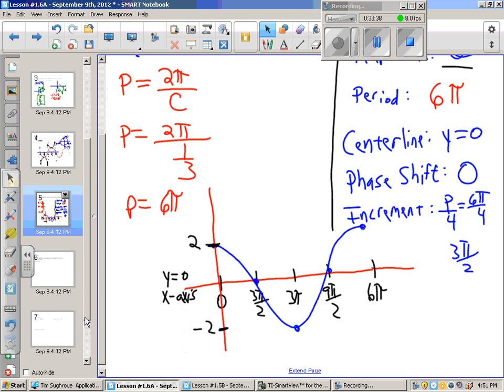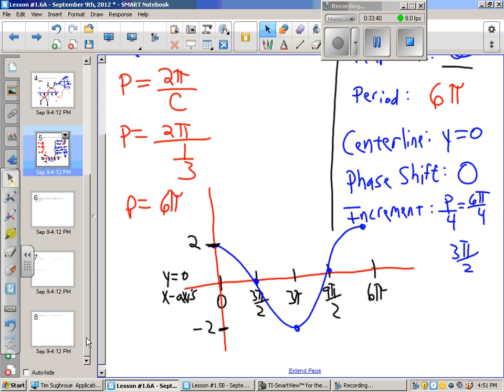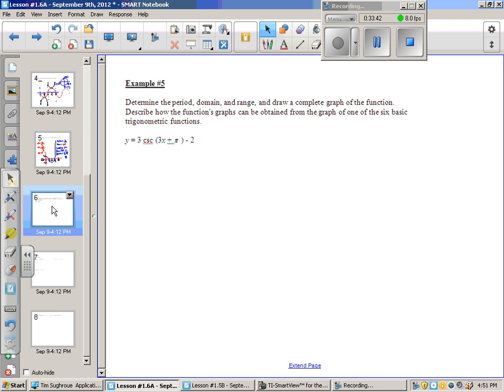On the next example, we've got 2 slides left. What I tried to give you is a graph that has just about everything you could expect. It's a cosecant, number 1. So it's an inverse trig function, which makes it a little bit harder because we're going to have vertical asymptotes we have to deal with. There's a coefficient in front of the cosecant, a coefficient of 3 inside the parentheses, and we've got the -2.